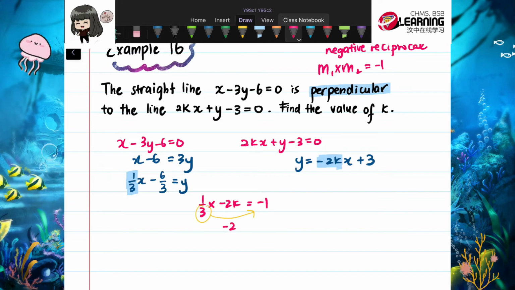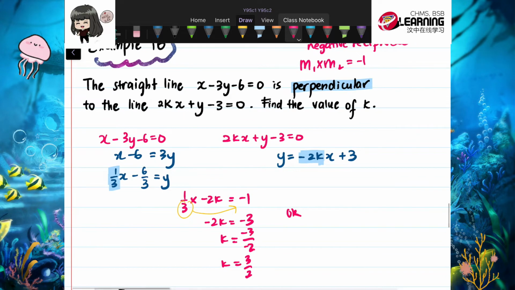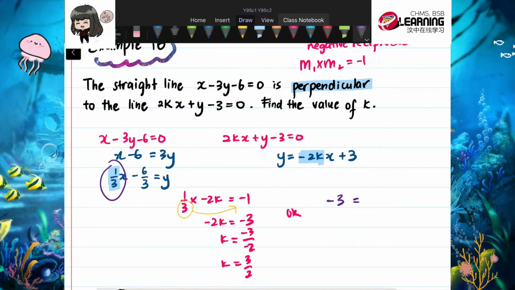So it's negative 2k equals negative 3, and k equals negative 3 over negative 2, which is 3 over 2. Or I can change one of the m to its negative reciprocal first. So 1 over 3, I change to negative reciprocal, so it's negative 3. Negative reciprocal means you change the sign and flip it. So negative 3 equals negative 2k.